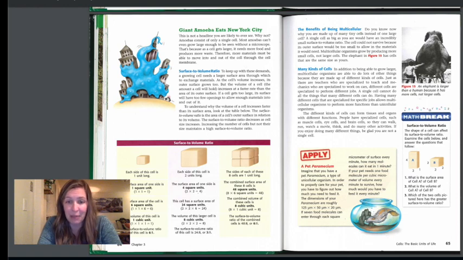On the bottom there, it says apply, a pet paramecium. Imagine that you have a pet paramecium, a type of unicellular organism. In order to properly care for your pet, you have to figure out how much you need to feed it. The dimensions of your paramecium are roughly 125 by 50 by 20. If 7 food molecules can enter through each square micrometer of surface every minute, how many molecules can it eat in 1 minute? If your pet needs 1 food molecule per cubic micrometer of volume every minute to survive, how much would you have to feed it every minute?